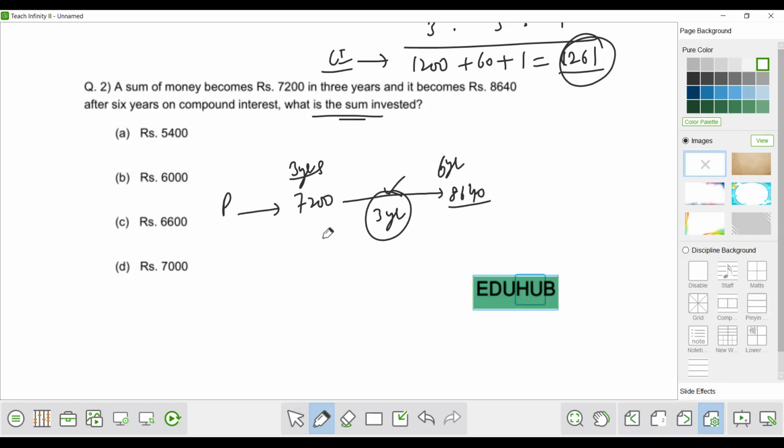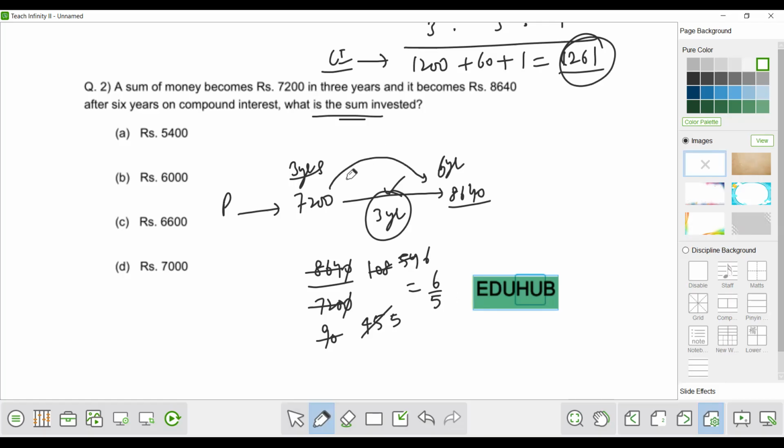So we know that compound interest is in GP. So check the ratio, calculate the ratio. Okay, this will become 8640 over 7200, divided by 1440 and 1200, this will give 144 and 120, so 6 by 5. So we get the ratio of 6 by 5.